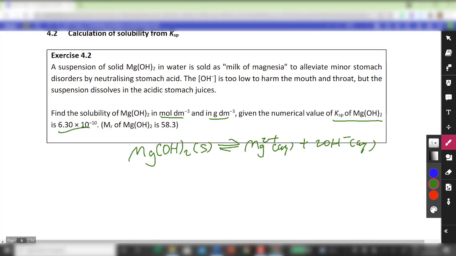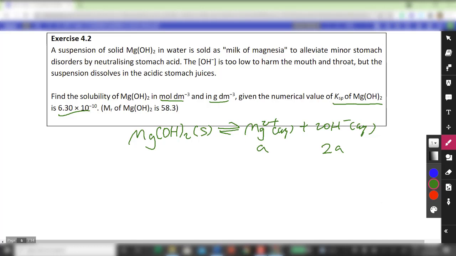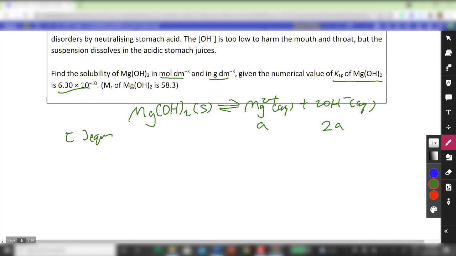Okay, so let's say A amount of magnesium hydroxide dissolves. Therefore the concentration of Mg2+ at equilibrium will be A, and OH- will be 2A. This is the concentration at equilibrium, in terms of moles per dm cube. Now we'll write out the Ksp expression. Ksp is equal to the concentration of Mg2+ raised to the power of 1, and the concentration of OH- raised to the power of 2, which is A multiplied by 2A squared. This equals 4A cubed.